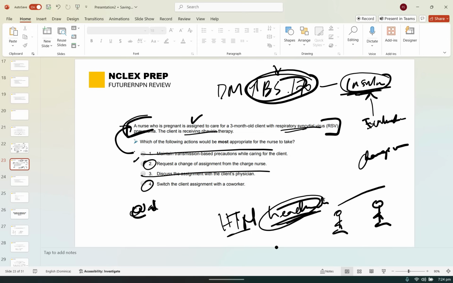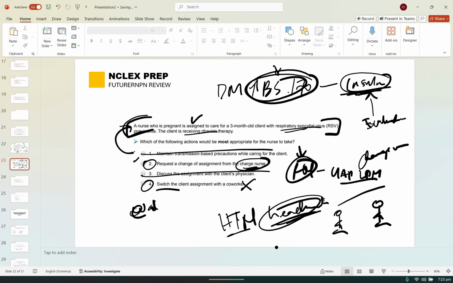Now, one is requesting to change, one is trying to switch. So which one is proper? Which one is safe? This is not safe, because the charge nurse is not aware. The charge nurse assigned a task to you and you switch with a co-worker without the knowledge of the charge nurse. That is not right. Even if a registered nurse can delegate tasks to another, maybe UAP or LPN, the initial person that delegated the task to you needs to be aware, because she's still going to be accountable for what she delegated.